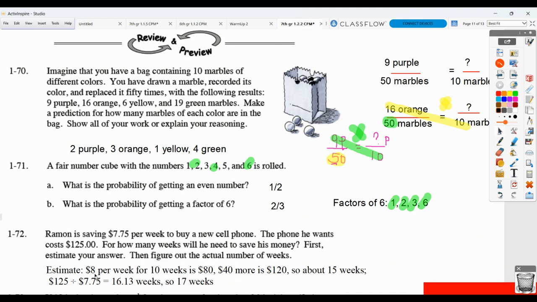The estimate that they did is they went with $8 per week. So they said 10 weeks would be 80. Another $40 would put you at 140. So they estimated about 15 weeks. Again, any of those estimates are fine as long as they make sense.